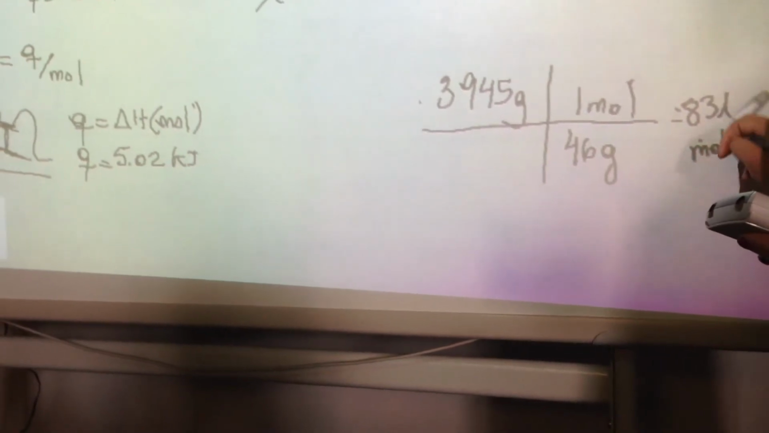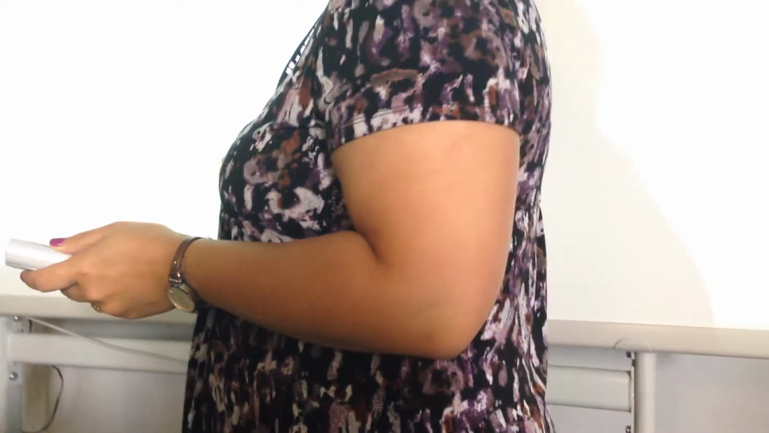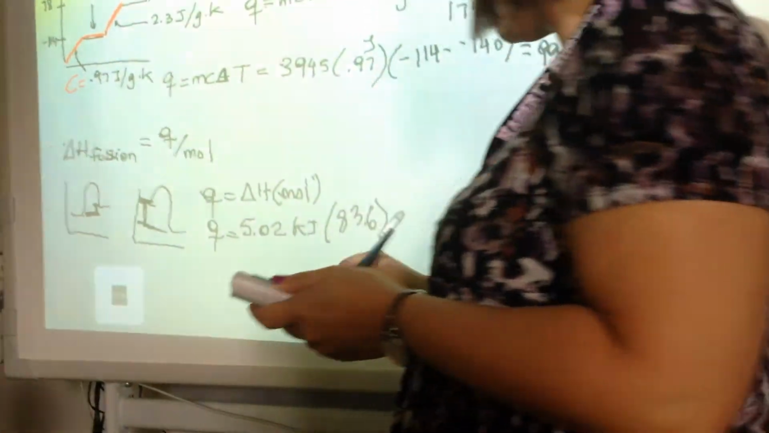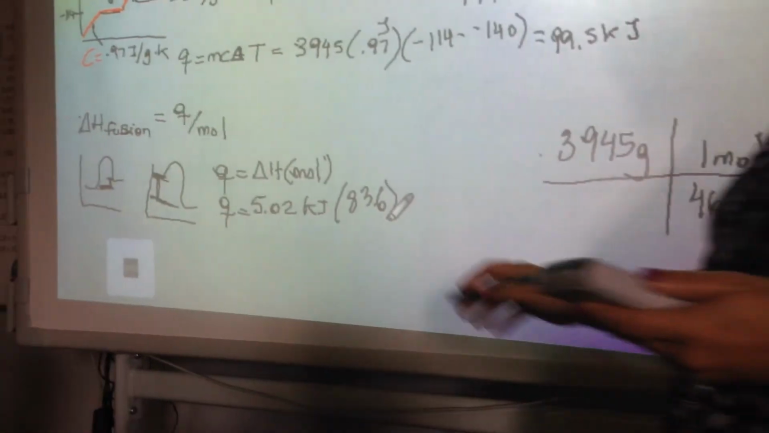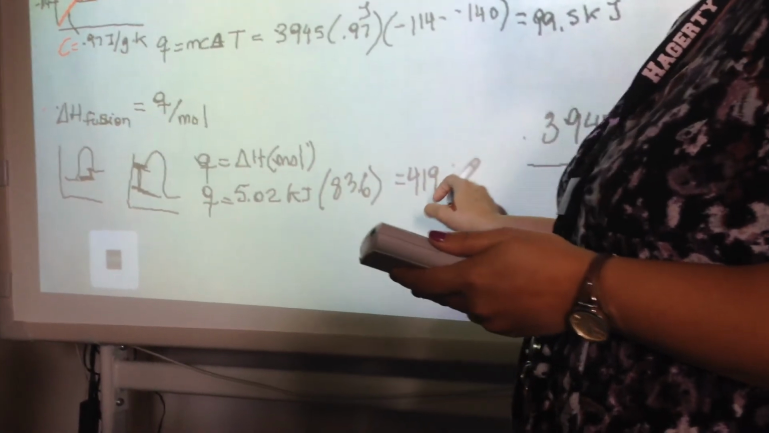That's what you do. You multiply this by 83.6. I get 419.6. What's the unit?